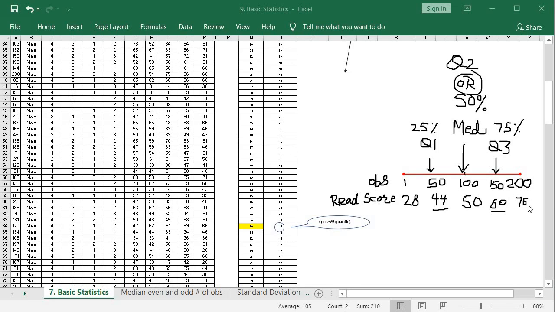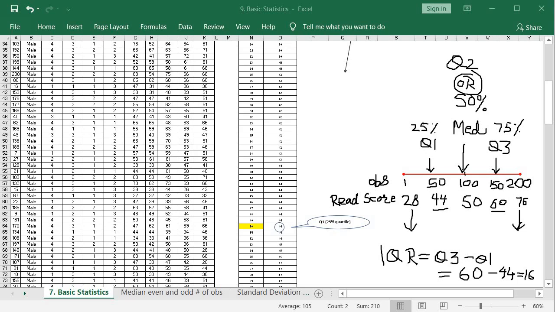Now in case you want to find out the range, this is the minimum score and this is the maximum score. Range is maximum minus minimum, which is 76 minus 28. And similarly, interquartile range is Q3 minus Q1, which is 60 minus 44 in this case, which is 16. The interquartile range is 16.